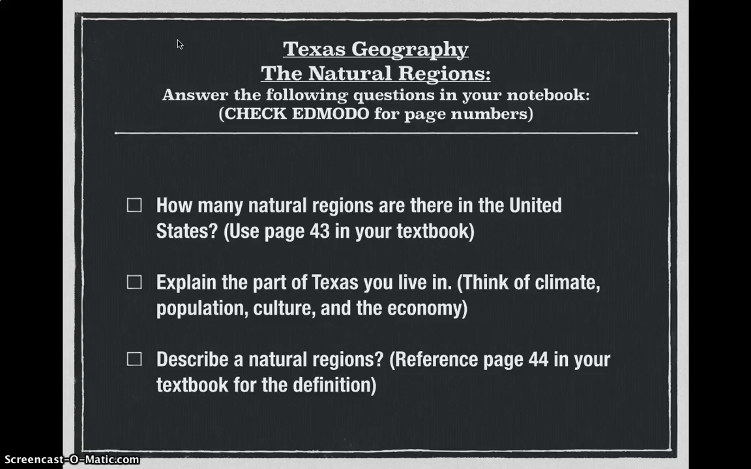Think about the type of climate, population, culture, economy. Are we urban, rural, anything like that? Those are the things I want you to explain to me. And then lastly, I want you to describe a natural region. Again, look at the word describe. I'm not looking for a definition. I want you to take the definition and put it in your own words. That would be a great describing asset.